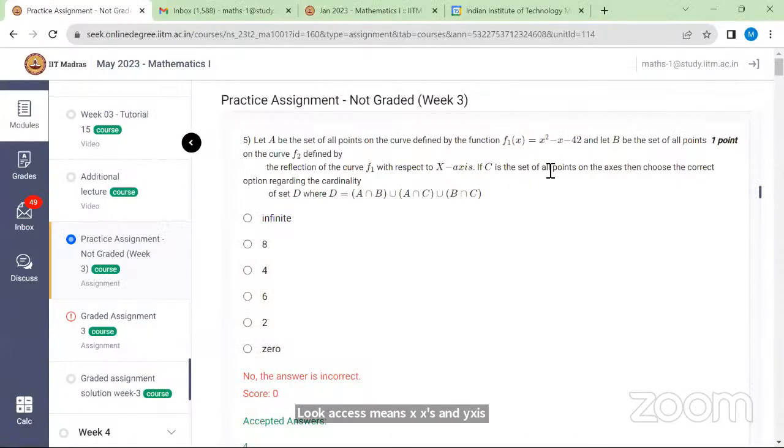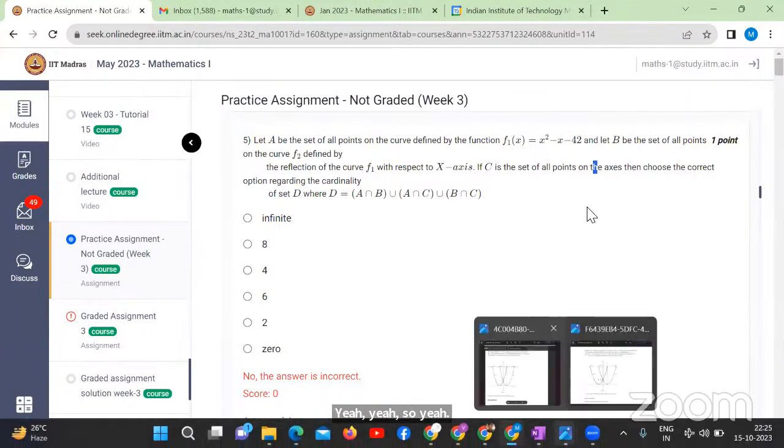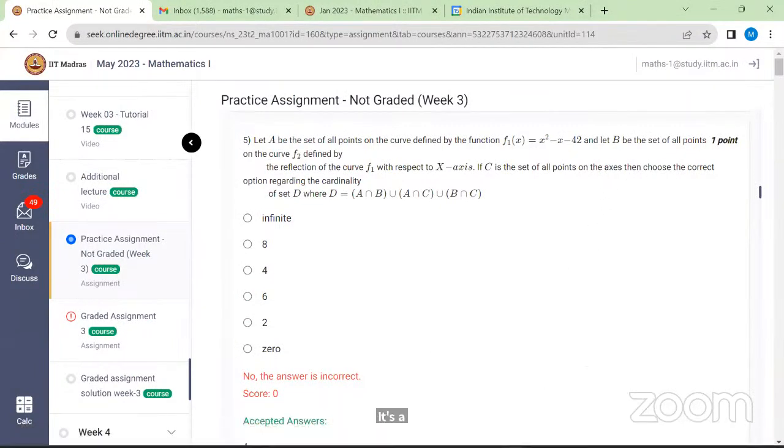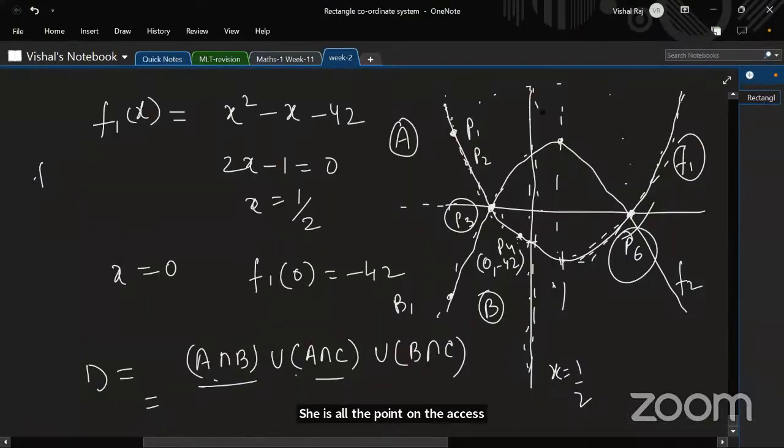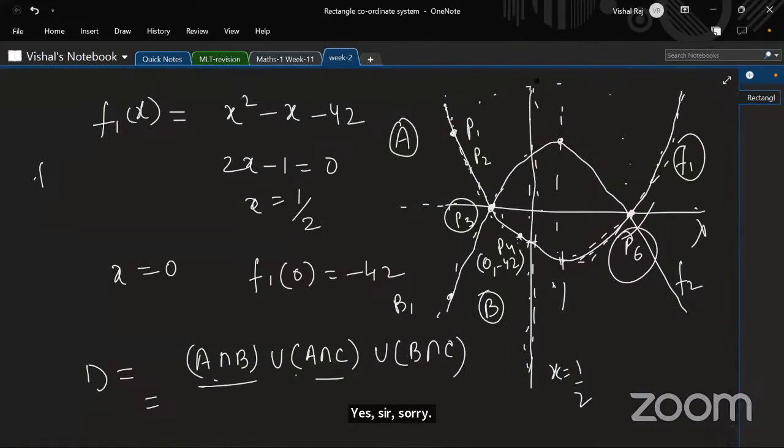Yes, sir. Got it. C is the set of all the points on the axis. Sorry, sir, I was thinking axis of symmetry. It's fine, you can get confused. So axis means the x-axis and y-axis. All the points on this line and on this line are C. So can you tell me at which point, let's say this is P4, A and C are meeting? Where this is common? P4. This point only, right? Yes.